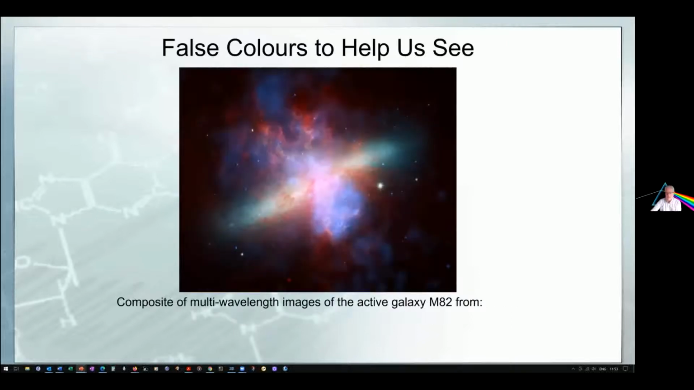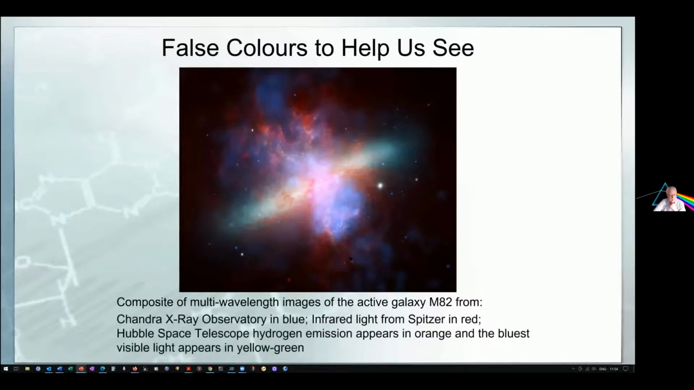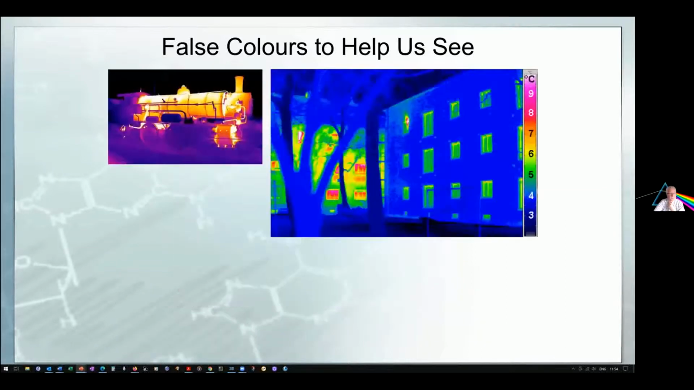So sometimes, and especially in modern science, we use false colors to enable us to see things. So this is a picture taken in multiple wavelengths, many of which we can't see with our eyes, of galaxy M82, and it's been taken in X-ray, which is represented in blue, in infrared, which is represented in red, and also visible light, which is shown in yellow-green. So this is a composite from 3 different telescopes: Hubble telescope, Chandra X-ray telescope, and the Spitzer infrared telescope. But the different wavelengths are represented in different colors, so we can see a composite image, because we can't see infrared and we can't see X-ray. We use false colors to help us detect things like infrared.